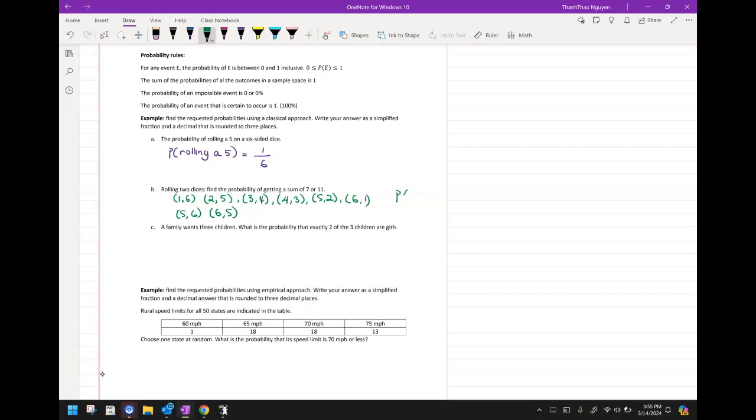So the probability of rolling 7 or 11. How many times would that actually happen? We have 1, 2, 3, 4, 5, 6, 7, 8. 8 out of 36 times. Simplify this by 4, so it's 2 out of 9.